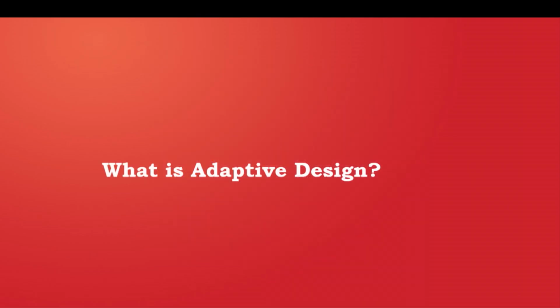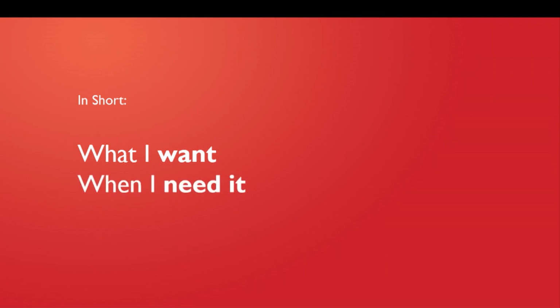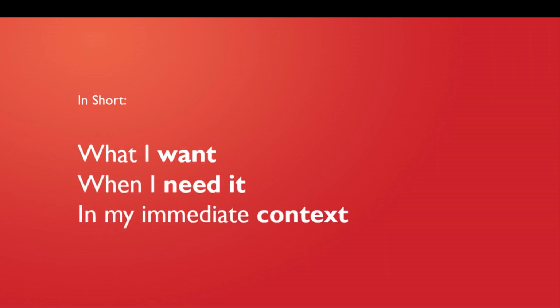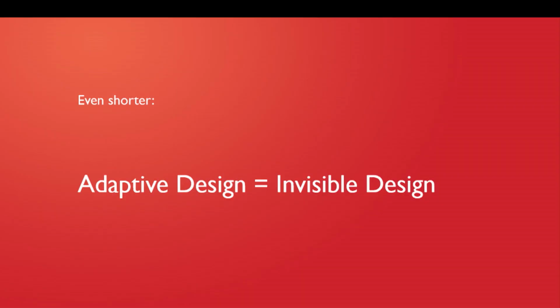So, if I ask you now, what is adaptive design? I'll give you the short answer. Adaptive design is getting what I want, when I need it, in my immediate context. And if I wanted to make it even shorter than that, I would say that adaptive design really is an invisible design. Because really, it's not about infringing on the user's privacy. It's not about collecting data and advertising better. It's really about creating better user experiences.